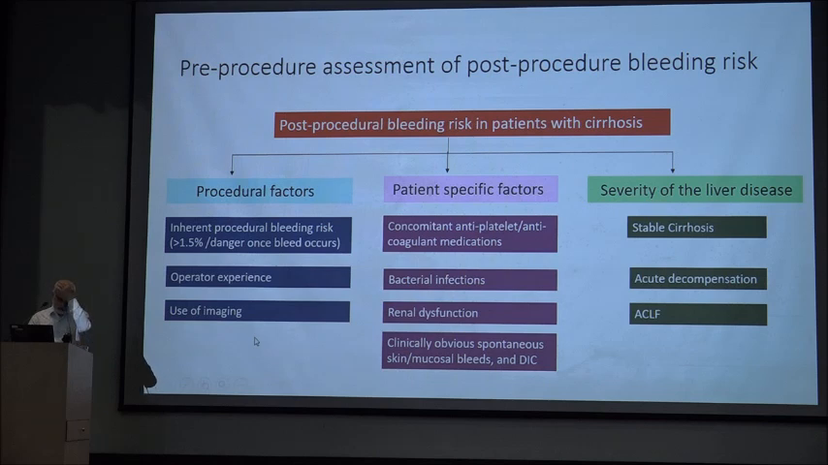Then there are patient-specific factors. For example, whether the patient is on anticoagulants or antiplatelet medications or not. Bacterial infections we have seen, renal dysfunction we have seen, clinically obvious DIC, and whether mucosal bleeds or spontaneous bleeds are occurring or not. Severity of liver disease is also very important: stable cirrhosis, decompensated cirrhosis or ACLF, in that order.